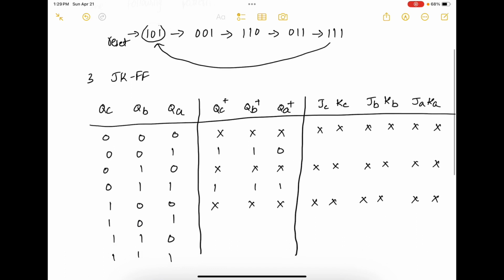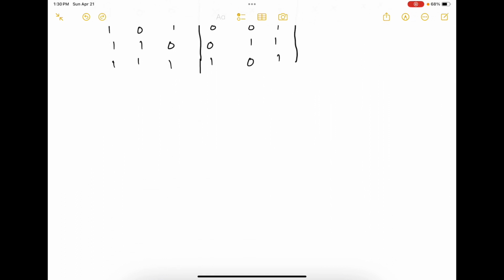When it is 101, next state is 001. When it is 110, it's 011. And when it is 111, next state is 101. Now we need to find out the inputs JC, KC, JB, KB, and JA, KA. To do this, first you write the truth table for a JK flip-flop. So in a JK flip-flop, you have J, K, Q, and Q plus.